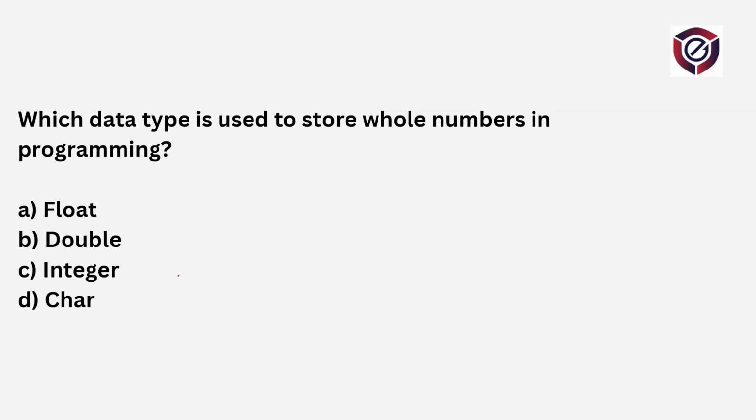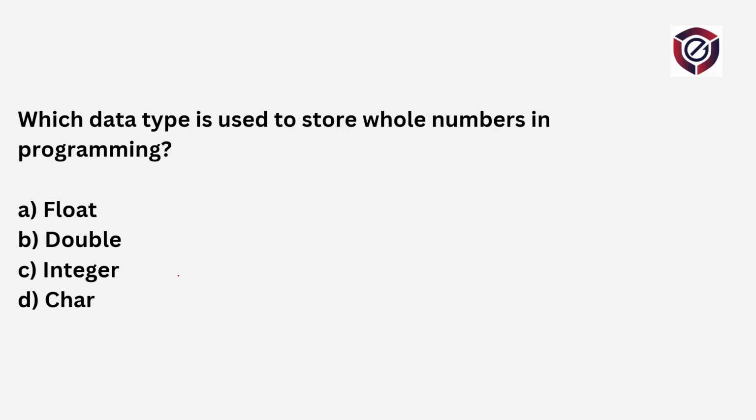Which data type is used to store whole numbers in programming? So there are four data types given over here: float, double, integer, char. So float is used for having the floating point number, such as 15.65. Whenever we want to have such kind of floating numbers, numbers containing decimal values, such things will be stored with the help of float data type. Double is an extended version of float, means it will be having the numbers with more precision.